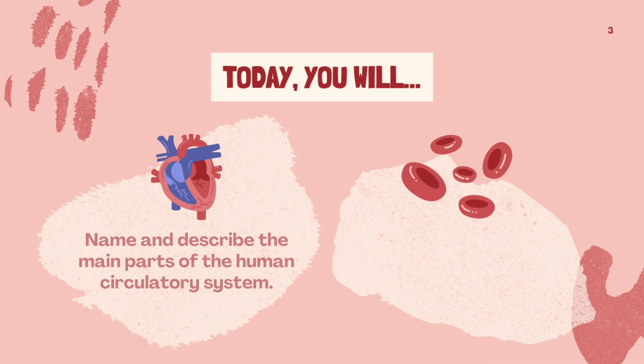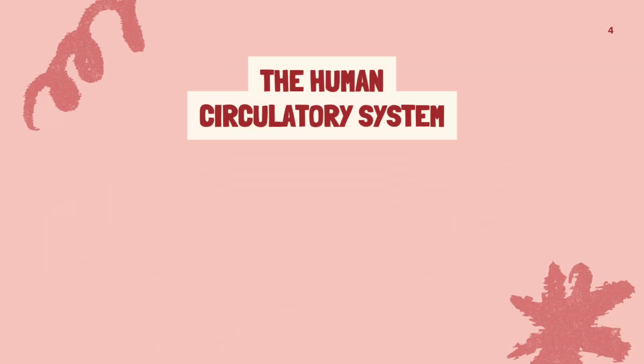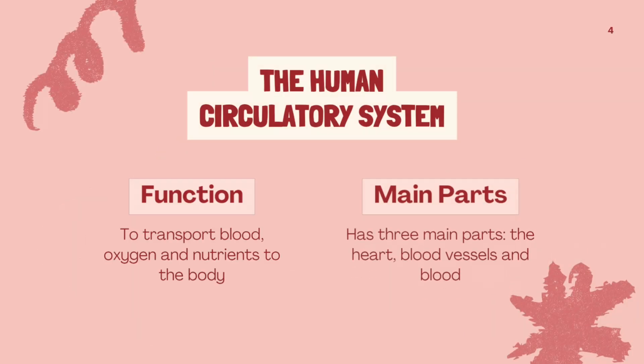Today you will name and describe the main parts of the human circulatory system. Describe the role of the heart, blood, and blood vessels. The human circulatory system. Function: to transport blood, oxygen, and nutrients to the body. It has three main parts: the heart, blood vessels, and blood.